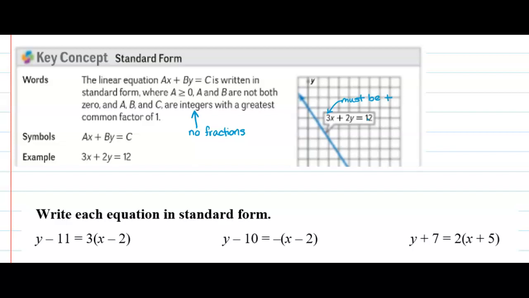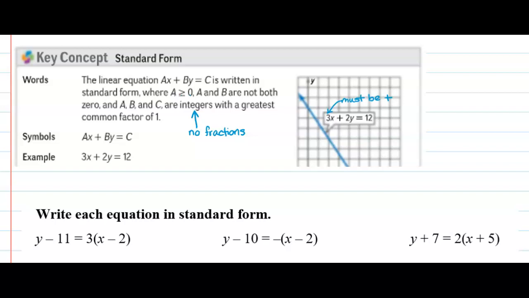Now, the coefficient of y can be negative, but the coefficient of x must be positive. And that's what it says right here. The coefficient of x, a, must be greater than or equal to 0. A and b, the coefficients of x and y, cannot both be 0. One of them can be, but not both of them.